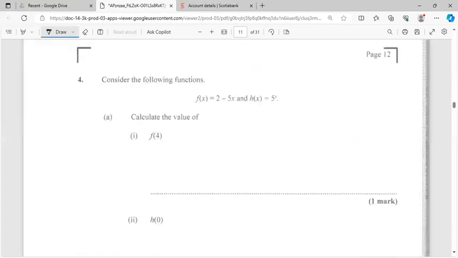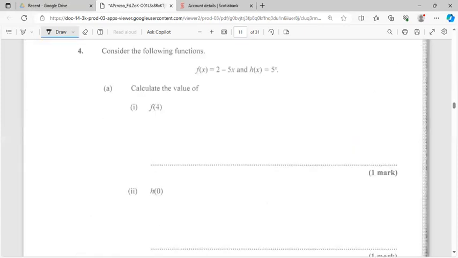Alright, so let's look at number 4. It says consider the following functions. f of x is equal to 2 minus 5x, and h of x is equal to 5 raised to the x power, and they ask us to calculate f of 4. I'm thinking if we want, you could rewrite this as minus 5x plus 2, but it's not necessary. We can work with it. So f of 4, we're going to plug 4 wherever we see x. So let me write it first. That's the function f of x, and they ask for f of 4.